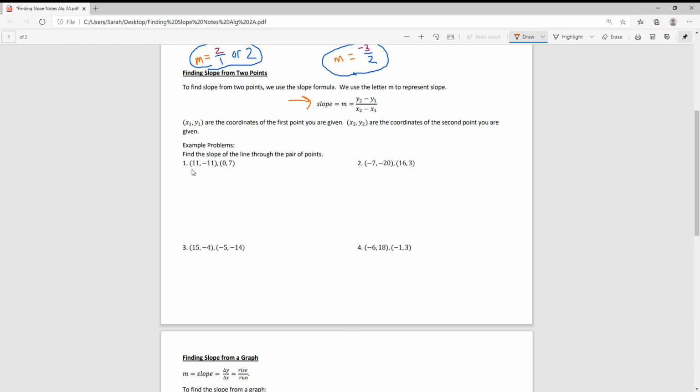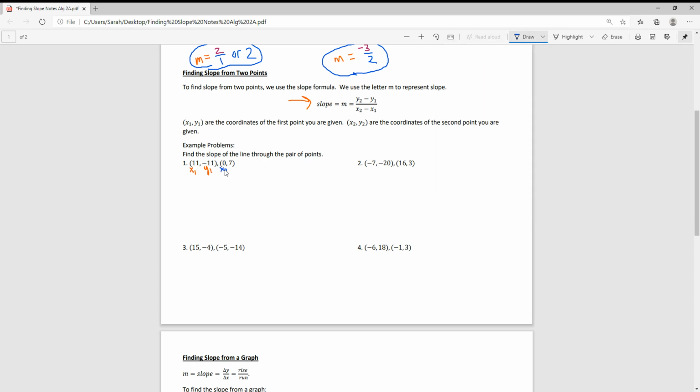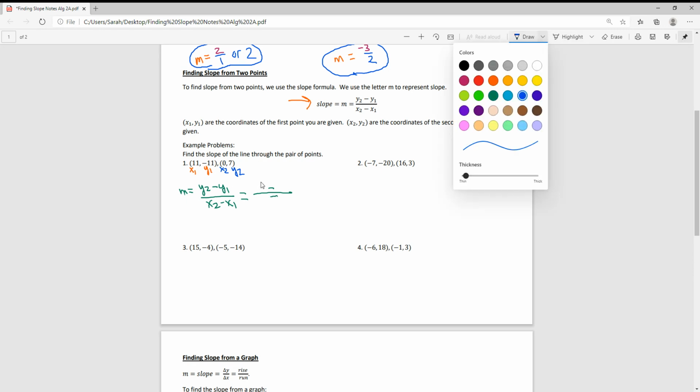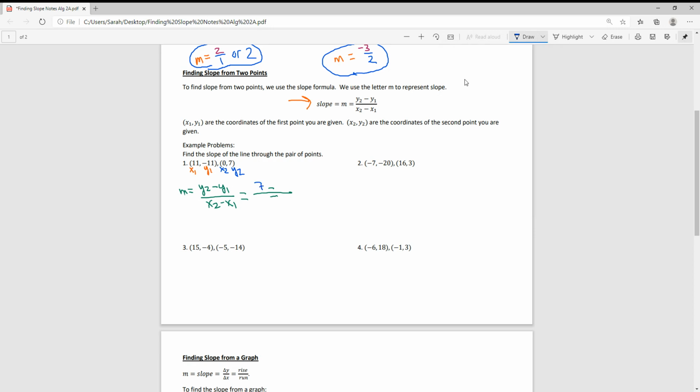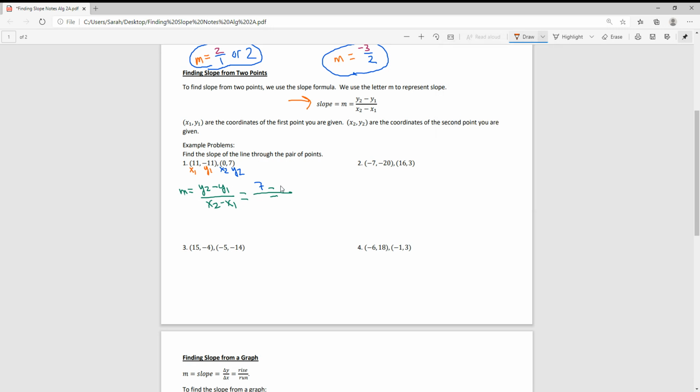For number 1, my first point is 11, -11. So x1 is 11, y1 is -11. x2 and y2 is my second point, so x2 is 0, y2 is 7. I like to write the slope formula out every time. You don't necessarily have to, but I think it's helpful. y2 minus y1 over x2 minus x1. Now let's sub things in where they go. I also like to put in this equal sign here just so I don't forget. y2 is 7 minus y1 is -11. So it's like 7 minus -11 up top.